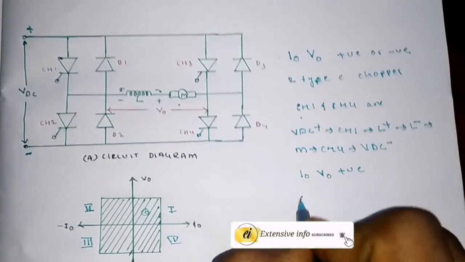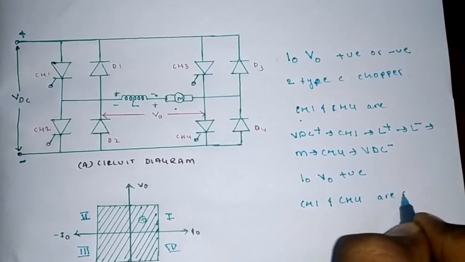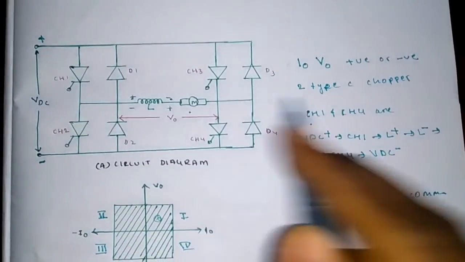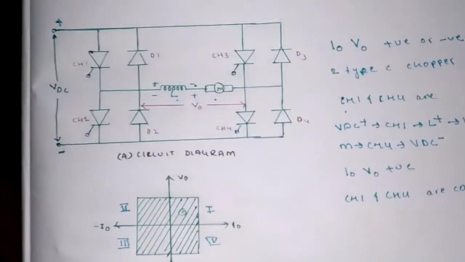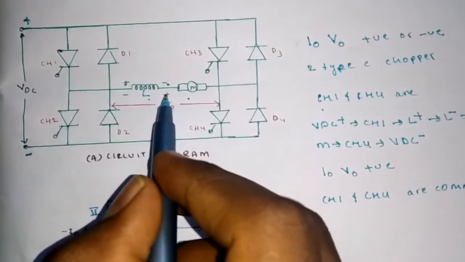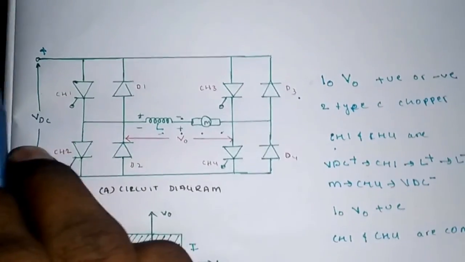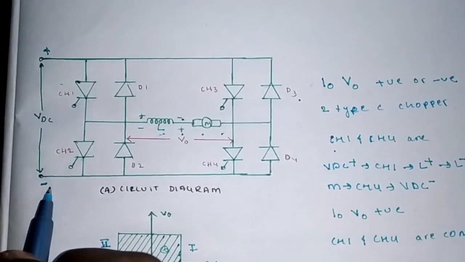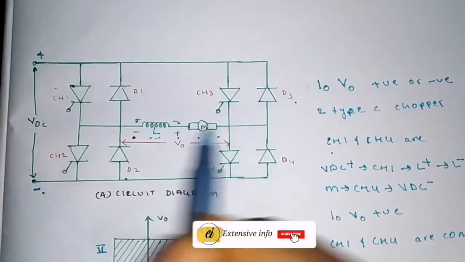When CH1 and CH4 are commutated, the energy stored in the inductor is dissipated in the following direction, that is L plus, motor, D3, VDC plus, VDC minus, D2 and inductor minus.